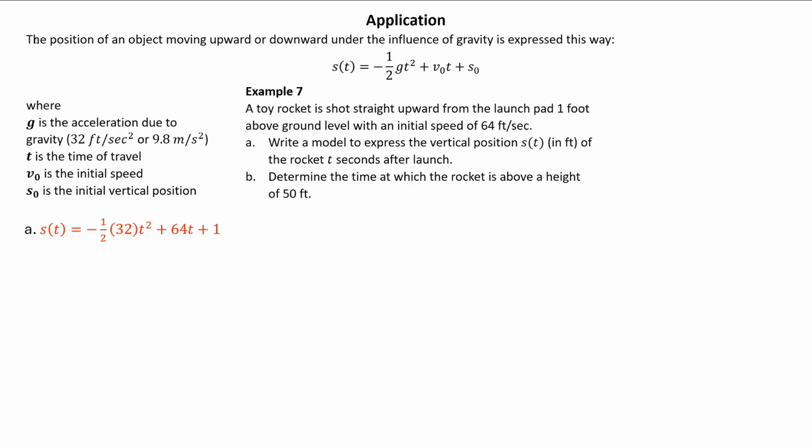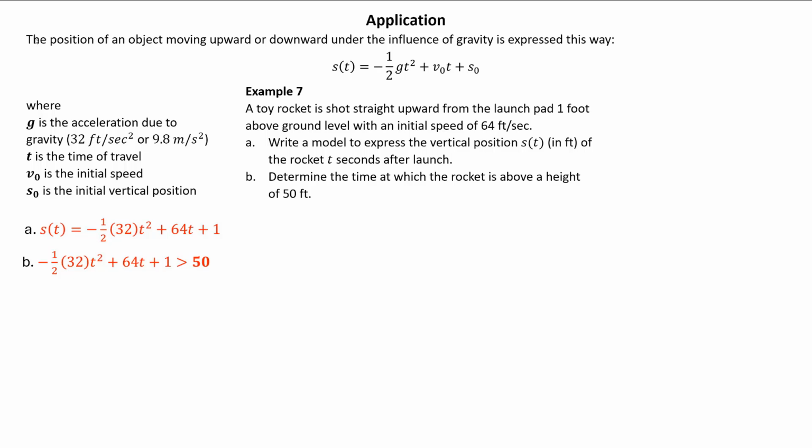1. All right, so we want to know, in part B, determine the time at which the rocket is above a height of 50 feet. So we want to know when the position of the rocket, S of t, is greater than 50. So we're going to write it that way. So negative 1/2 times 32 times t squared plus 64t plus 1 is greater than 50.